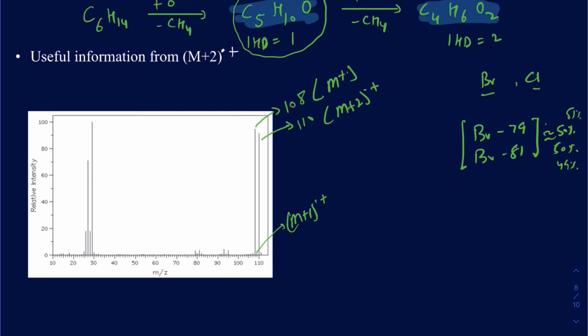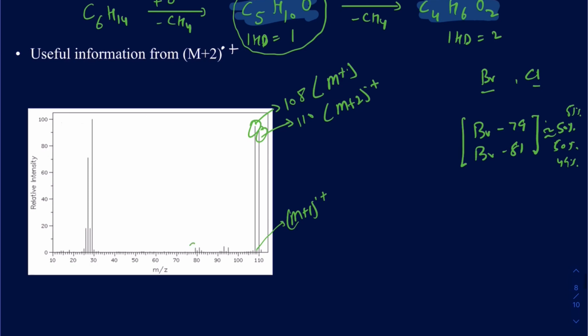And as a result, these peaks at 108 and 110, their relative height is almost equal to one another. So that tells you you've got to have a bromine there. Okay, and then you can double check that by looking at the peaks at about 79 and 81. So you've got these tiny peaks that show that you've got the bromine there.